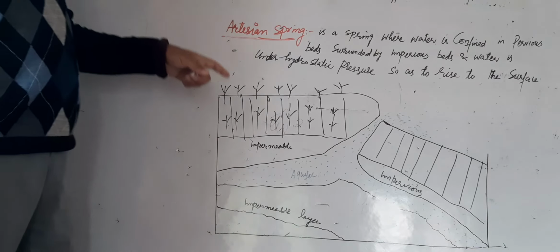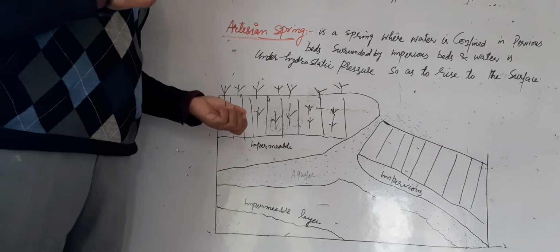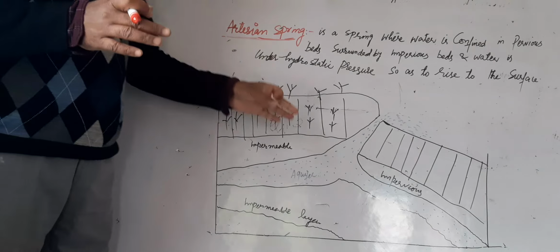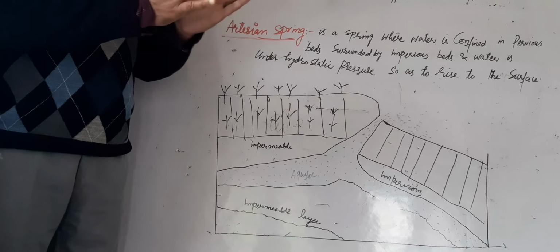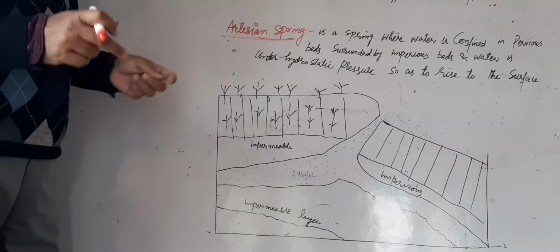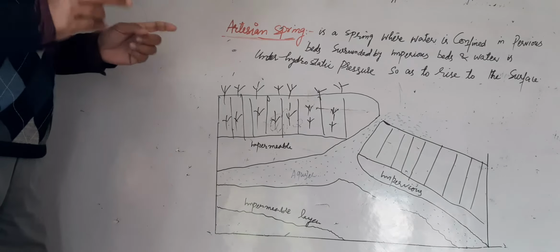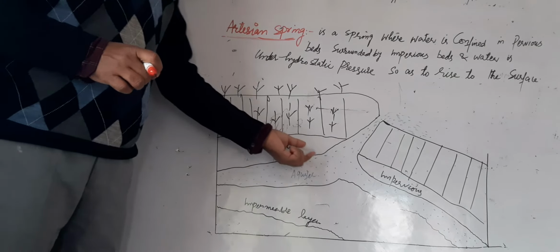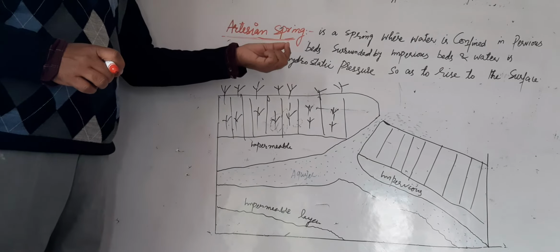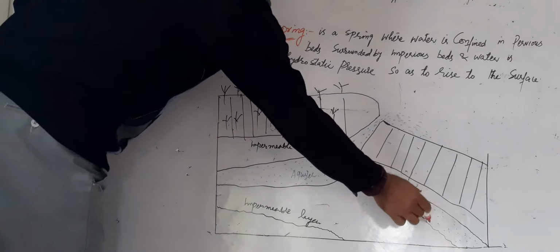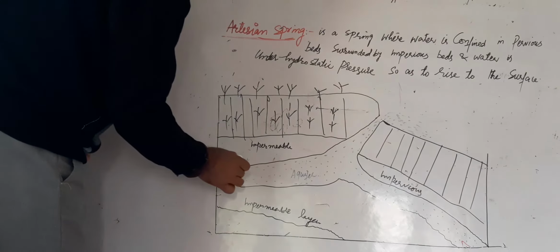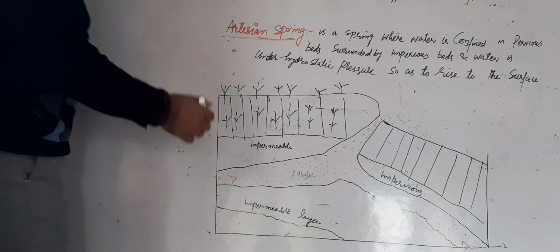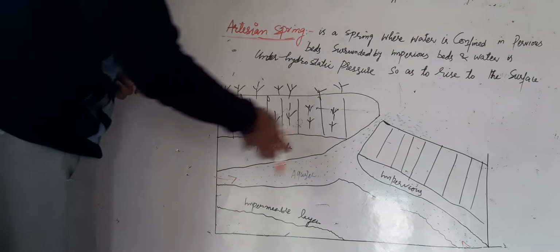So as you know, when we compare the gravity type of spring, the water, or we can say the aquifer, was not confined by the impervious bodies, but here aquifer is surrounded by pervious beds. These are pervious beds which are richer, which stores the water, or in other words we can say these are the recharge areas.